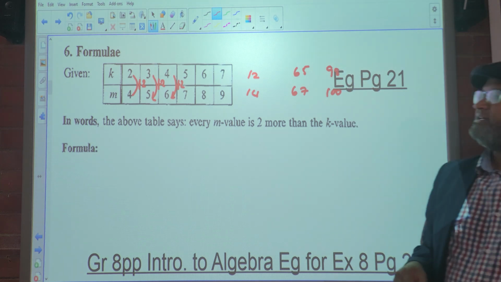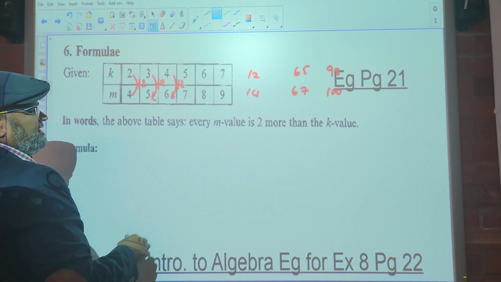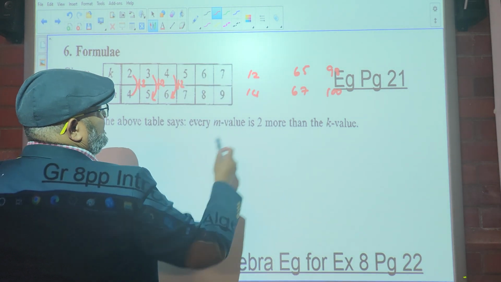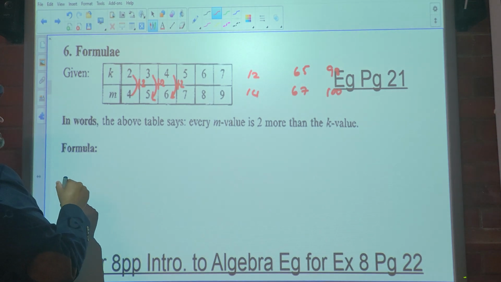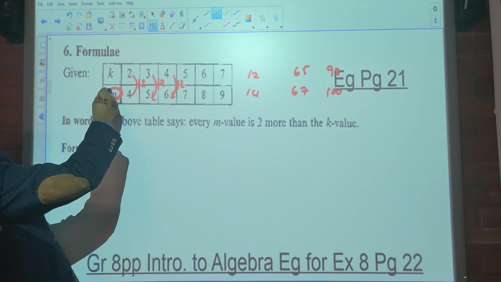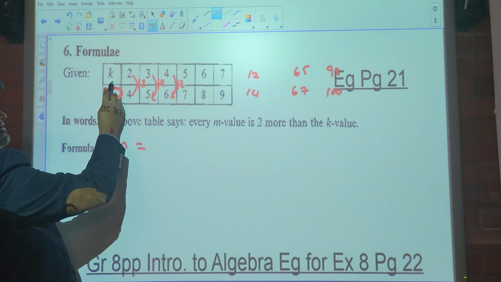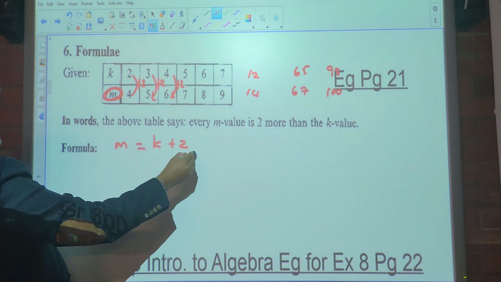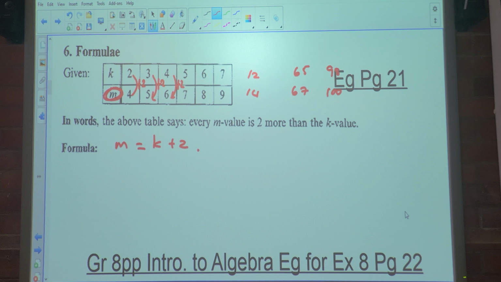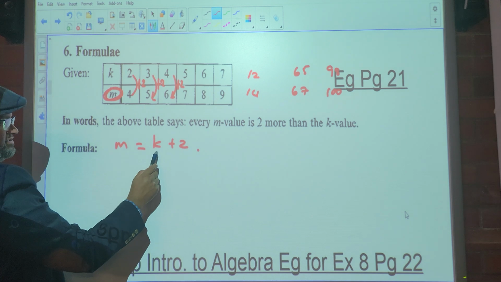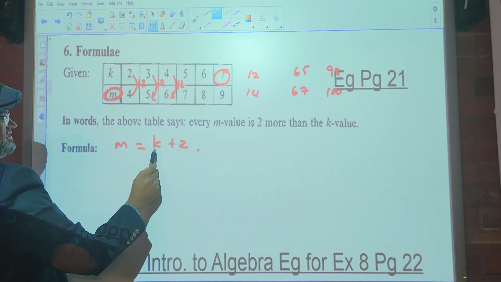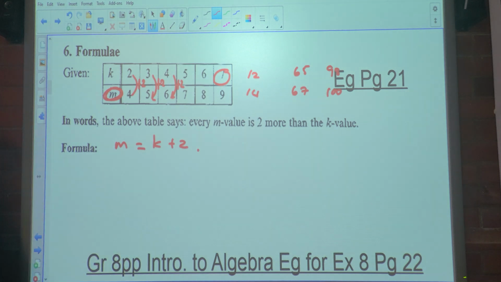Not so? So in words, the above table says every m value is 2 more than k. So what's my formula? My formula would be m, which is your dependent variable, is equal to whatever k is plus 2. So that's your formula. You guys understand? And we can test it. K is 7, not so? So in this case, k is 7. So what's 7 plus 2? So m is 9. Right? Is there any confusion there?